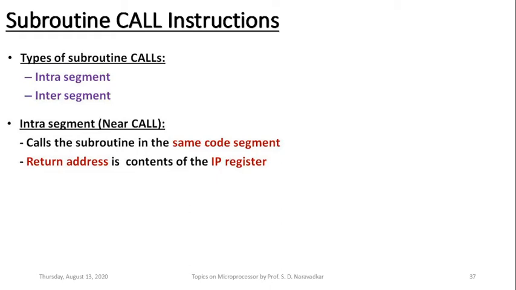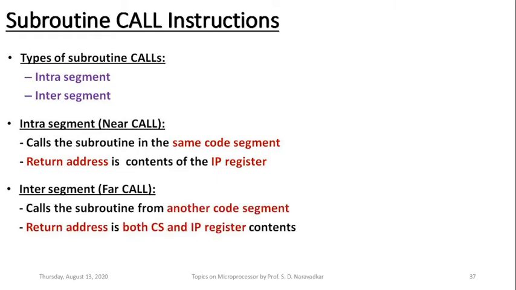This near call calls that subroutine which is located within that same code segment of the main program. Obviously, whenever such a subroutine is called, the return address is nothing but the contents of only the instruction pointer. Why? Because there is no change of the corresponding code segment here. Code segment remains one and the same. That's why the CS register will not form part of the return address. Only the instruction pointer will form the return address.